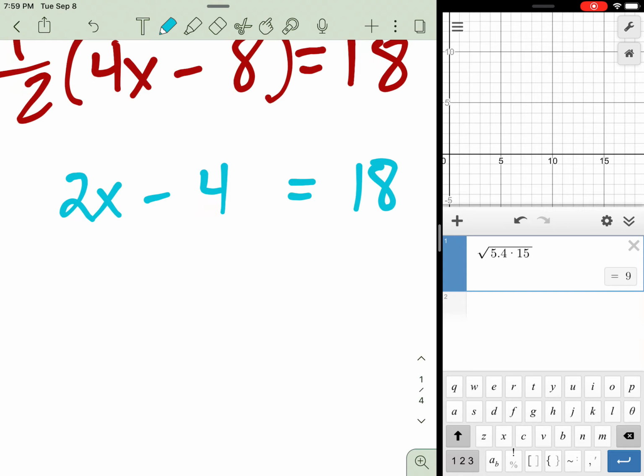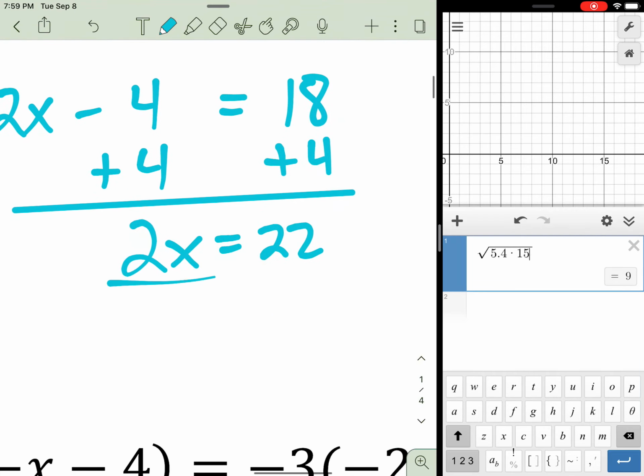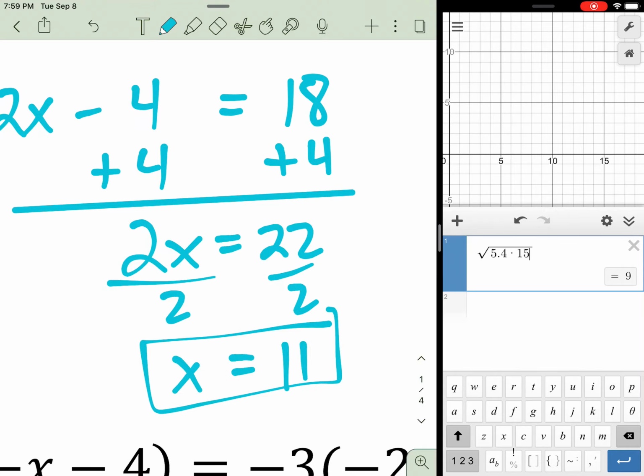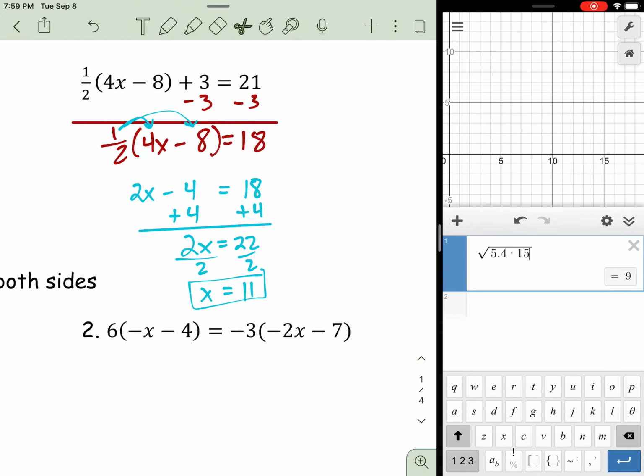Now I'm going to go ahead and get rid of the 4 using the additive property of equality. Okay, so now I have 2x equals 22. Now the division property of equality, because it was 2 times x, and x equals 11. Okay, so that's how you go about solving that.